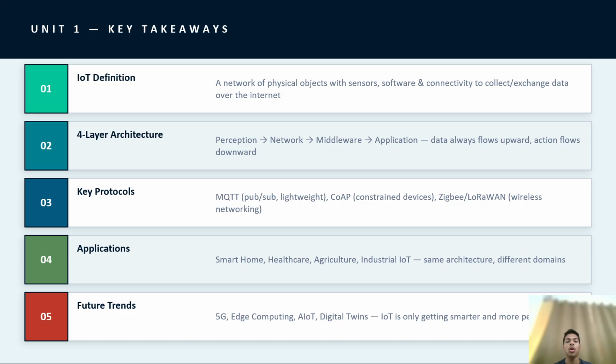Third, protocols are the communication standards. MQTT for lightweight messaging, CoAP for constrained devices, and wireless protocols like Zigbee or LoRaWAN for different range and power needs. Fourth, applications span smart home, healthcare, agriculture, and industry, all built on the same fundamental principles. Fifth, the future is even more powerful. 5G, edge, AI, digital twins, and smart cities are coming fast. Make sure you understand all five of these points. They form the foundation of everything else we'll study in this subject.